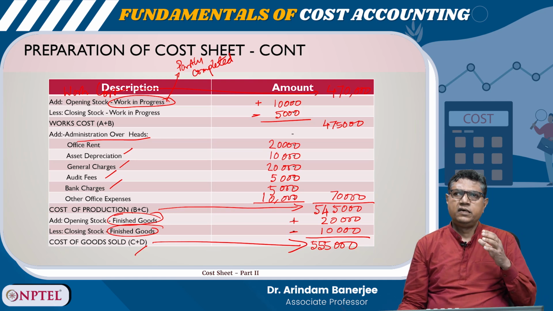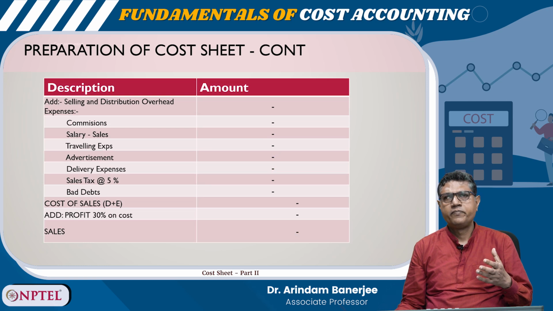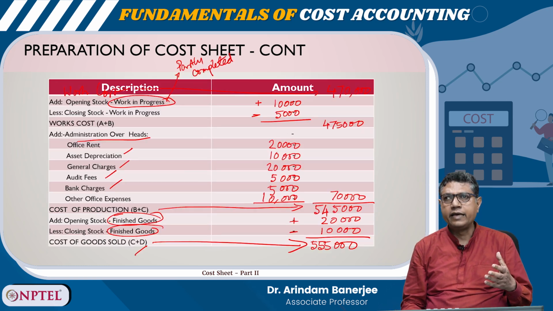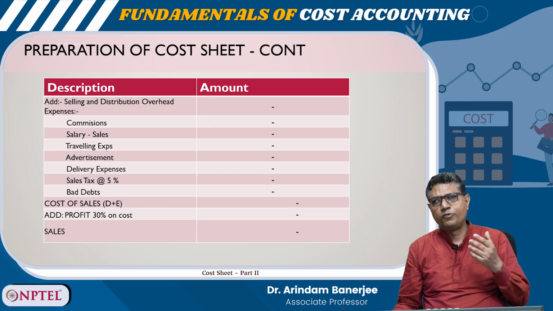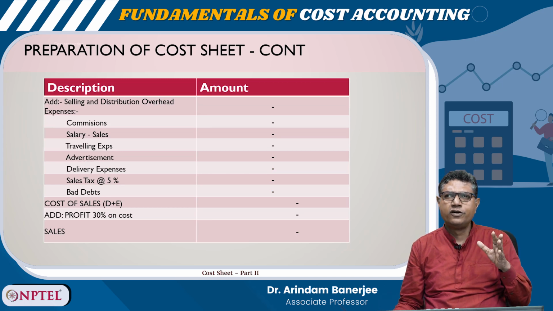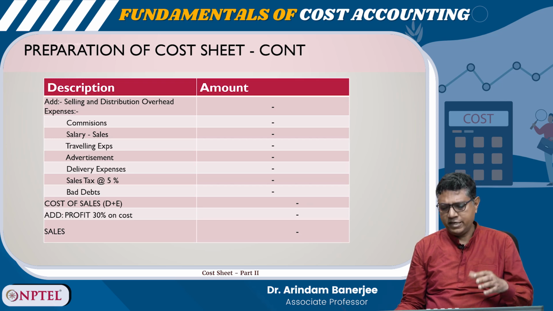So, this is the process of calculating the unit cost of a product, right? Now, once you arrive at the cost of goods sold, your production is complete. So, your finished goods are ready for dispatch in your factory, right?